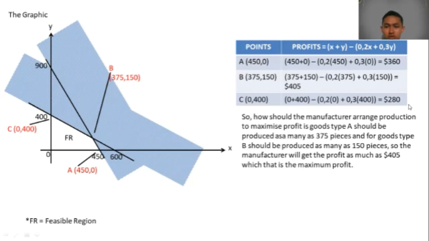So from all of the steps, how should the manufacturer arrange production to maximize profit? Goods type A should be produced as many as 375 pieces, and goods type B should be produced as many as 150 pieces. So the manufacturer will get the profit as much as $405, which is the maximum profit. Okay, that's all my explanation about the three equations.